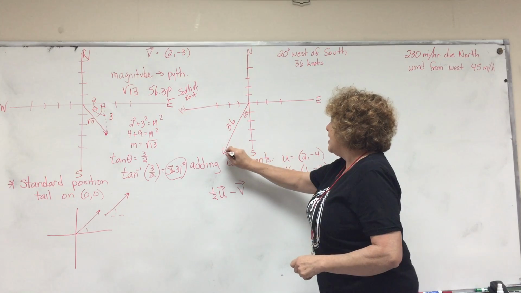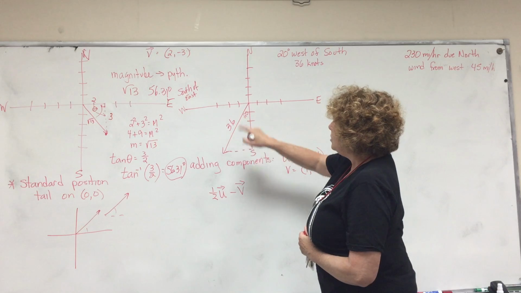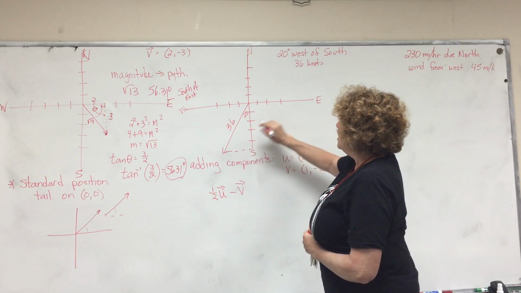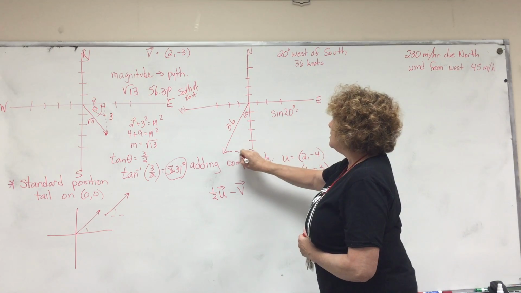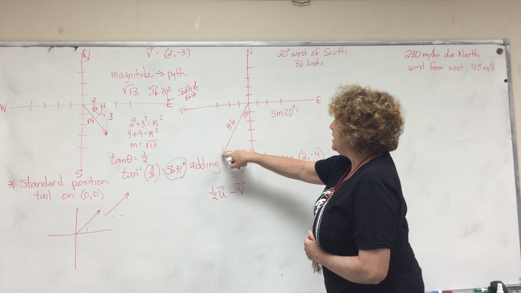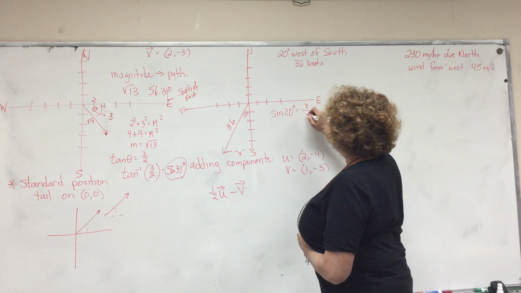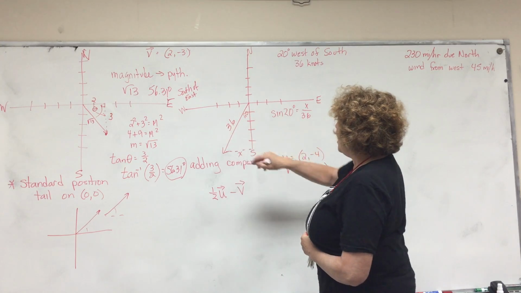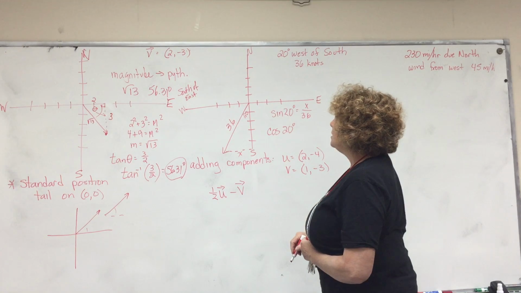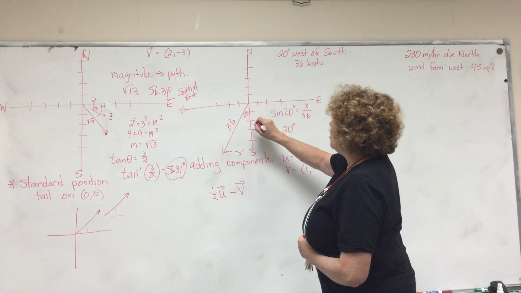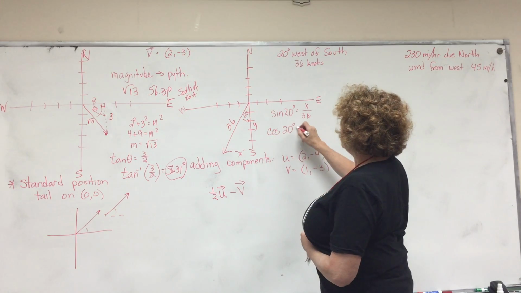Now, if we want to find the components of that vector, then we would just use sine and cosine. So the sine of 20 degrees, our sine would be x over 36, opposite over hypotenuse. The cosine of 20 degrees gives you our y component, because this is the cosine.